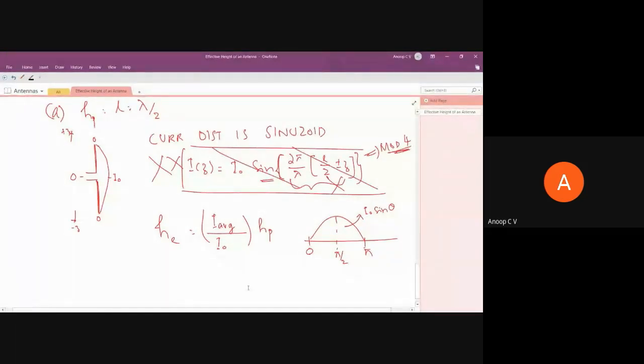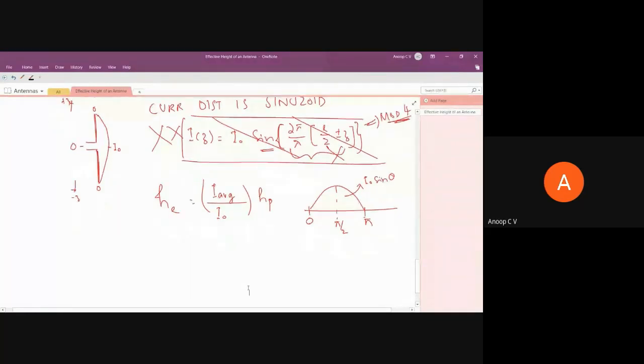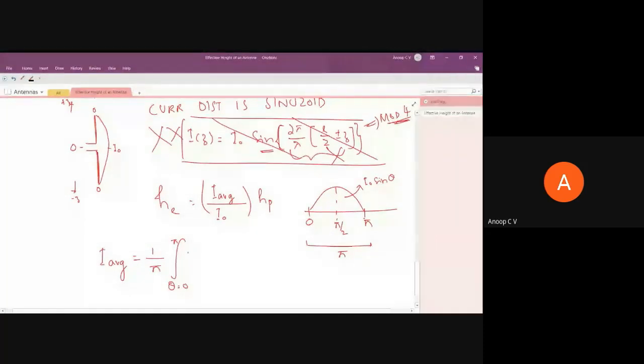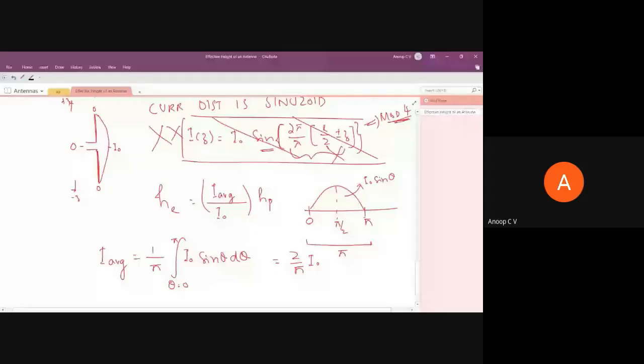Why? Because I need to find the average value. So what will be the average value? Over a phase change of pi, I average will be 1 by pi over a half cycle. I'm calculating, theta from 0 to pi, 1 by pi, integral from 0 to pi of I0 sine theta d theta. This is how we find the average. And you know the average of a sinusoid over a half cycle is 2 by pi I naught, which you have already studied.